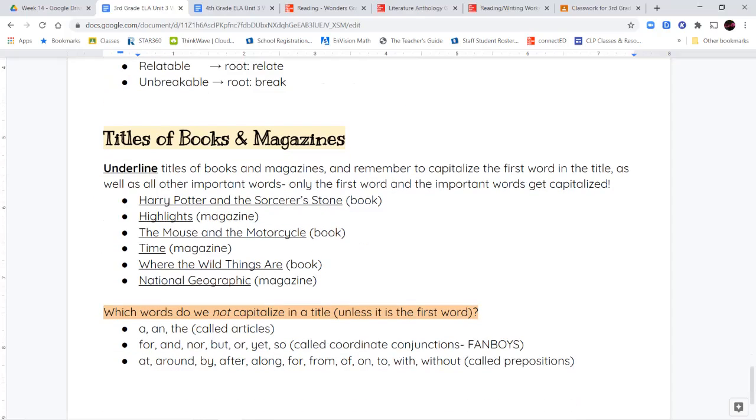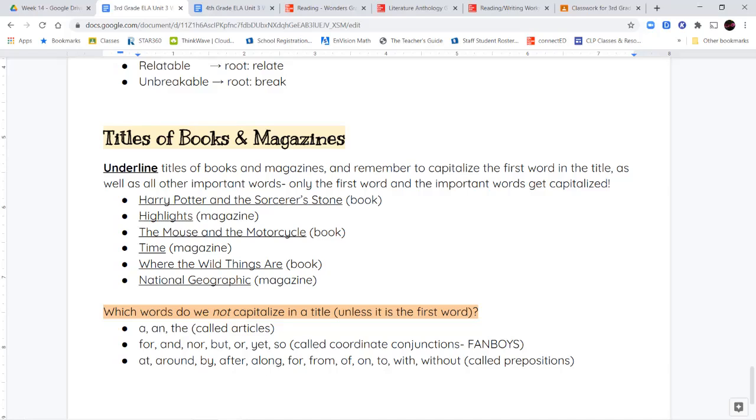All right, now the last thing that we're going to talk about is titles of books and magazines. So for titles of books and magazines, and remember, these things are long pieces of writing. They're not short. So an entire book or an entire magazine, we underline the title of that book or that magazine, and we capitalize the first word and every other important word in the title.